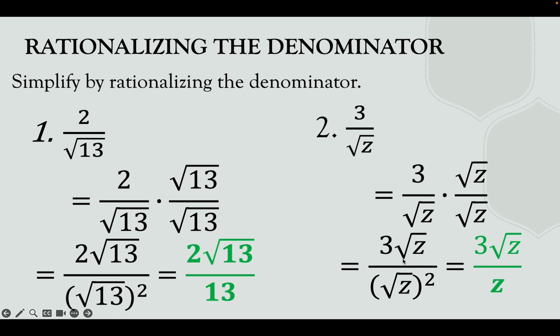So copy the numerator since it cannot be simplified, 3 square root of z. In here, we have an exponent 2 and index 2. You can eliminate the radical or the square root there and also the exponent. The remaining value in the denominator now is z. So we have 3 square root of z over z.